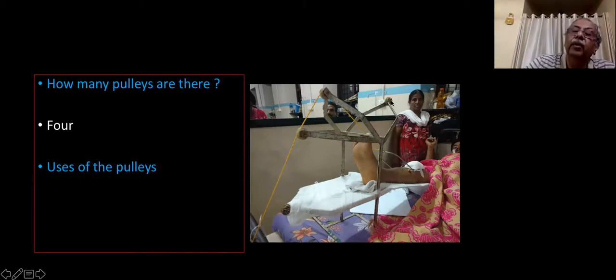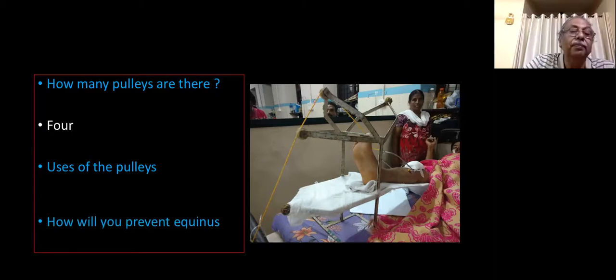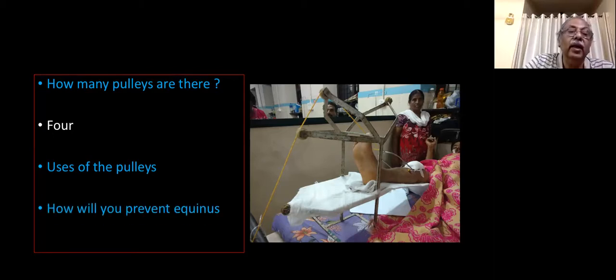And finally, there is a pulley here. This is the one which the students usually will not answer. This is just to prevent foot drop. You apply some tapes on the sole of the foot and attach a half kg weight here. Therefore, it will prevent the foot from going into equinus, so to prevent equinus deformity. And in those cases where there is a neurological problem like a foot drop, how will you prevent equinus? You apply the tape here, and a small weight applied to the first pulley.